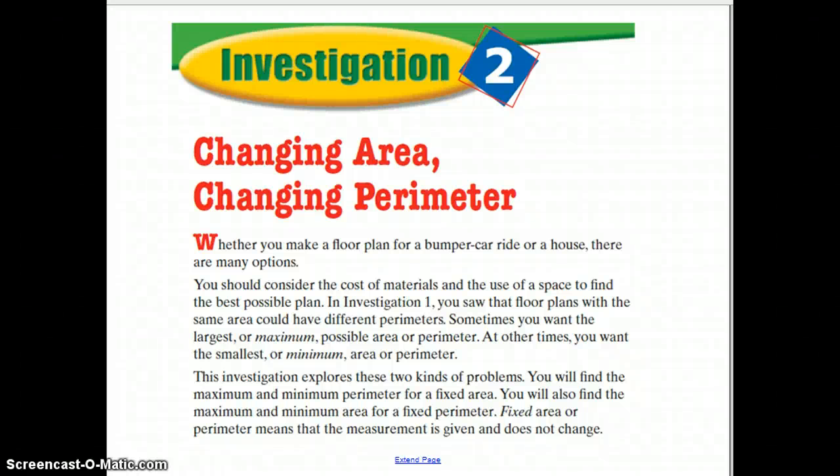Welcome, class. Welcome to Investigation 2. We'll be covering 2.1 today, but Investigation 2 is going to be covering changing area and changing perimeter.